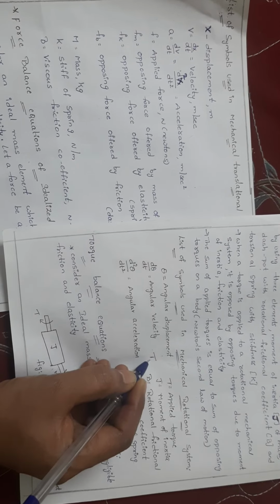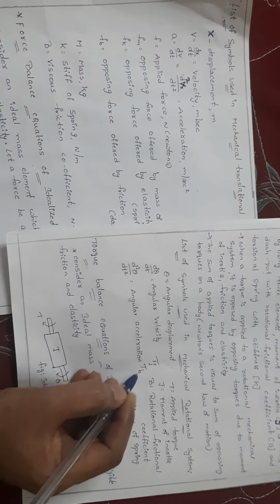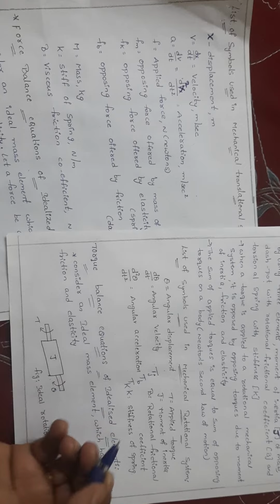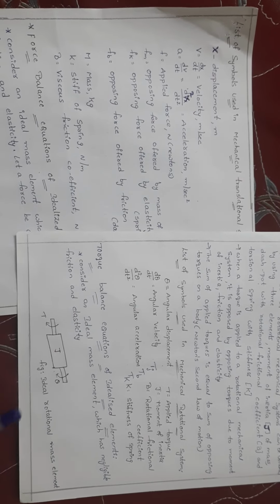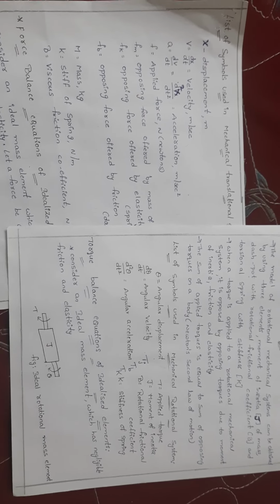The same terms, but here M is the mass in kgs, and here J is the moment of inertia applied. Here the terms come like Fm, Fb and Fk, and here the terms come like Tj, Tb and Tk. These are the terms used in mechanical rotational system.